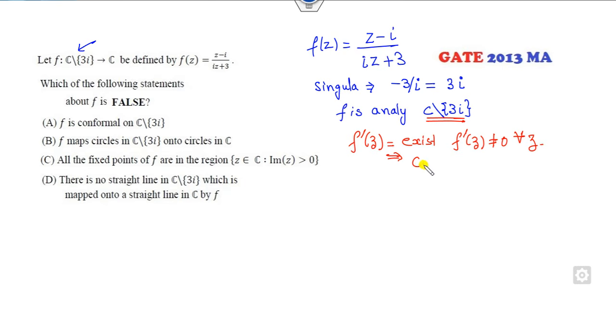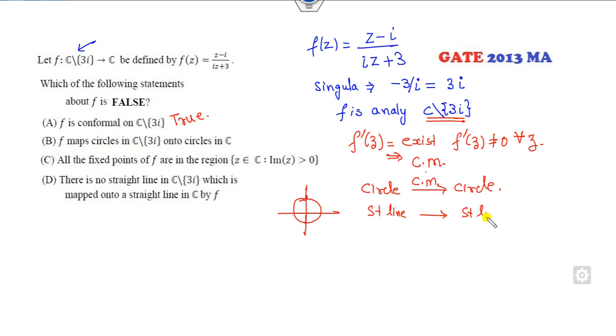What is the meaning of that? It is my conformal mapping. So f is a conformal mapping is a true statement. Fine. Now once it's a conformal mapping, what is the meaning of that? If it is an analytic function, then it maps circle to the circle. Fine. Or you can see, if I take f map circle in this, I can simply say here apart from the 3 iota. Then f maps, because it's a conformal mapping, circle to the circle, straight line to the straight line. So this option is also a correct option.